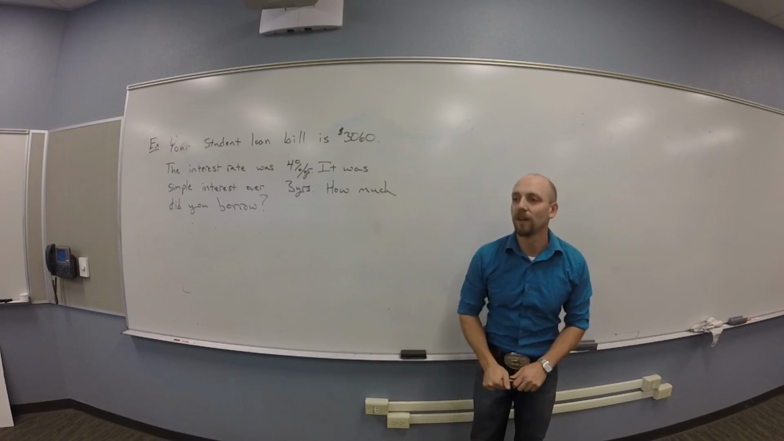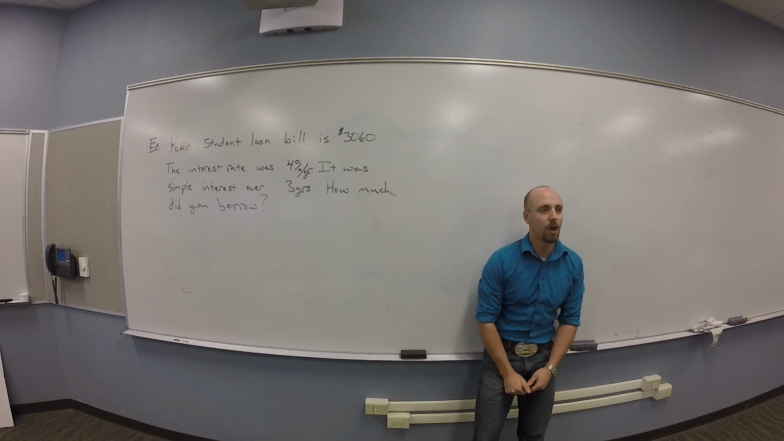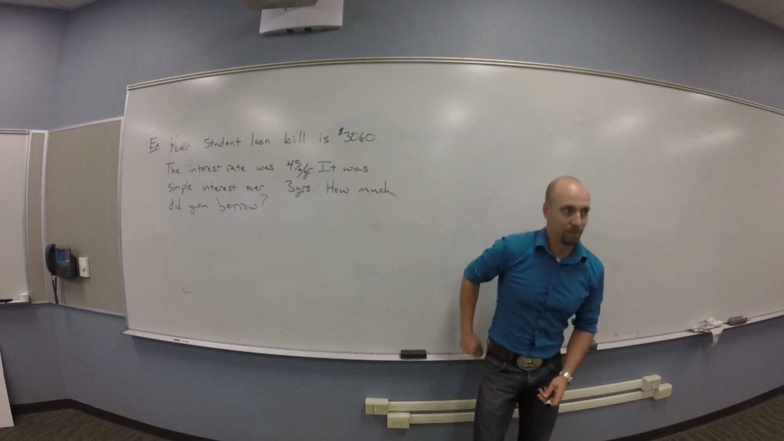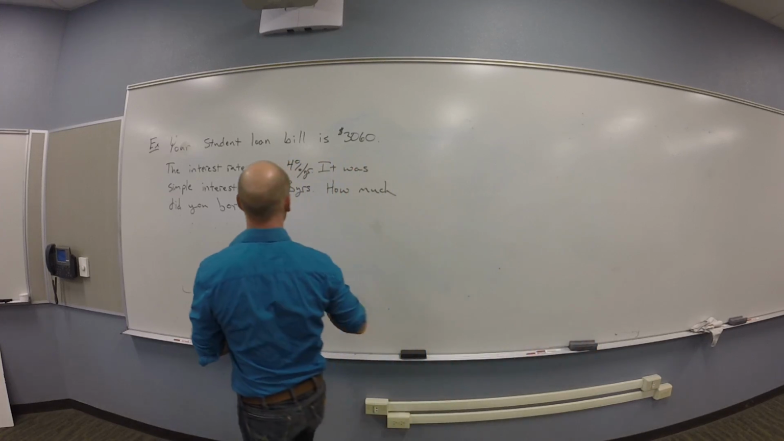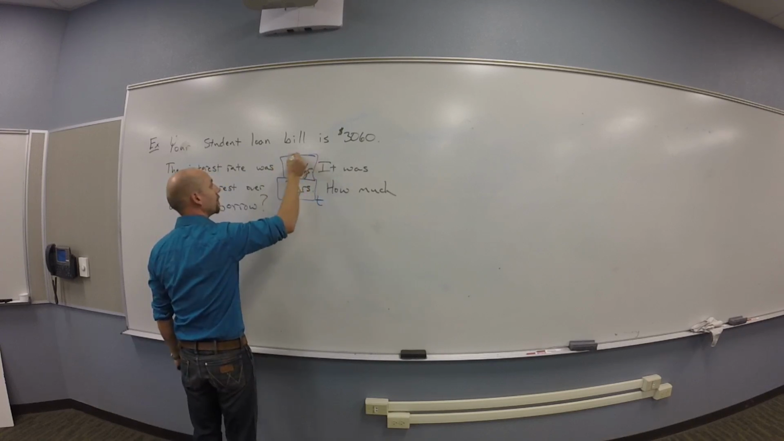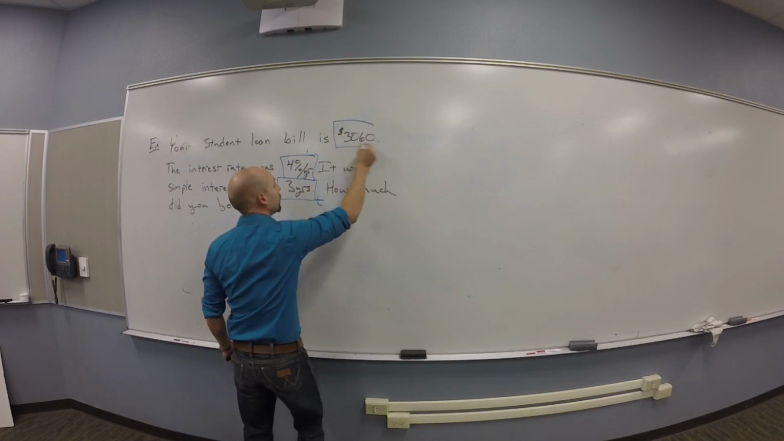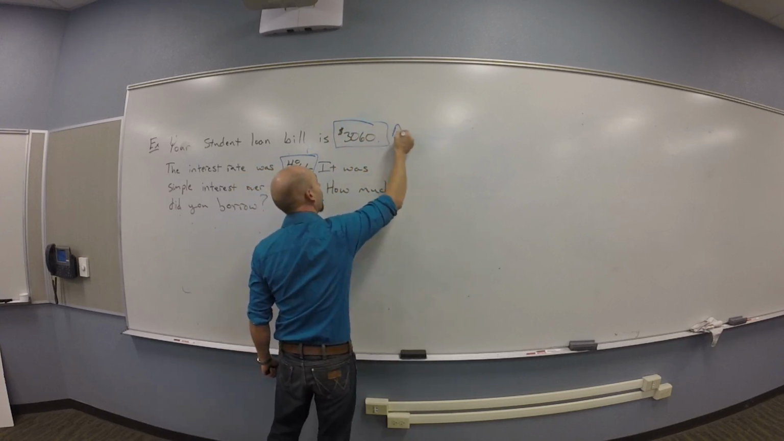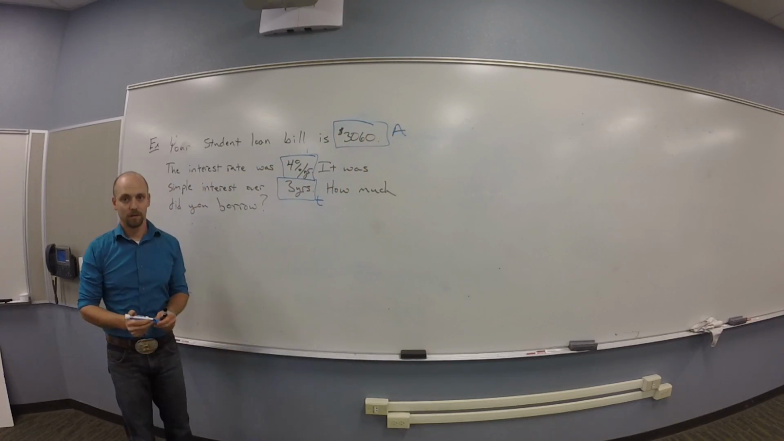So, how do you figure this out? What do you start with? What do you know? You know the time, you know the interest rate, and you know the final amount. So here's P, here's time, here's rate, here's A. And then you'll go back and solve for P.